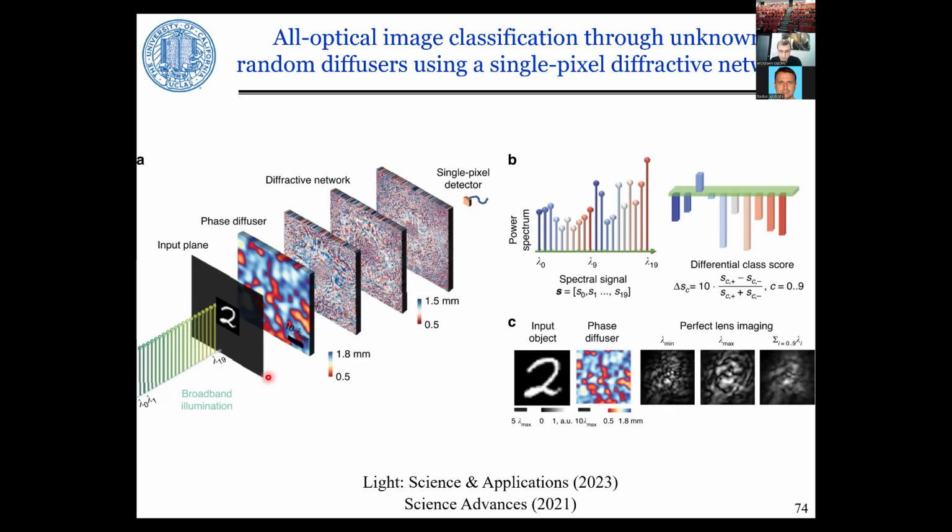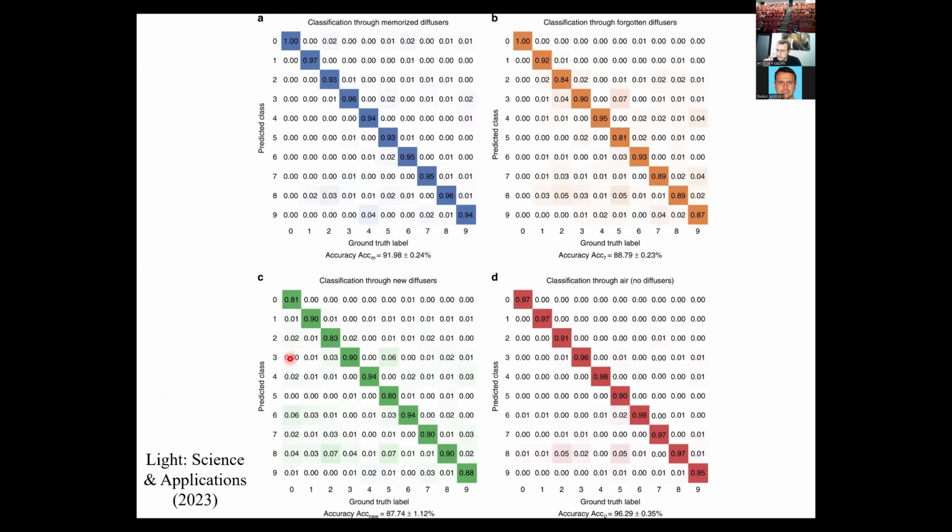That gave us a beautiful way to be accurate through a single pixel detector, despite the presence of random diffusers. With new diffusers never seen before, for handwritten digits, we were able to achieve approximately 88% testing accuracy. And this system does not overfit to the presence of diffusers. If in the testing phase, you take out the diffusers completely, when during the training you've always shown the objects through the diffusers, but for the first time you're taking diffusers out, the accuracy jumps to more than 96% classification accuracy for test handwritten digits.